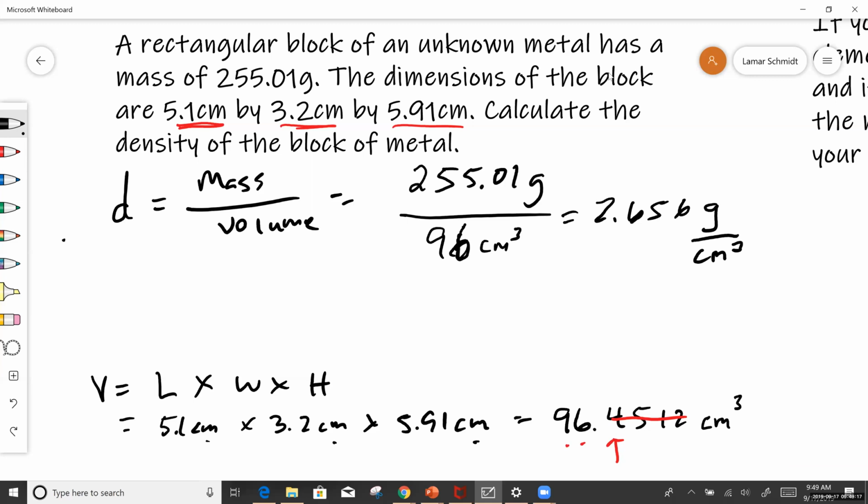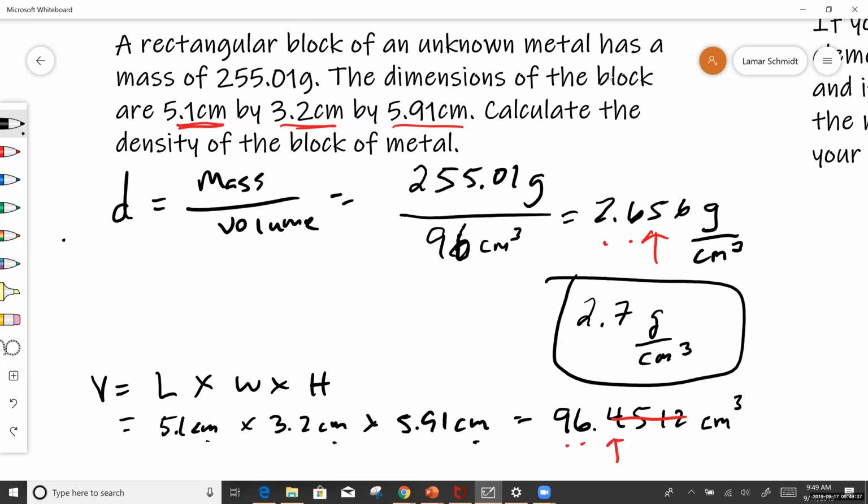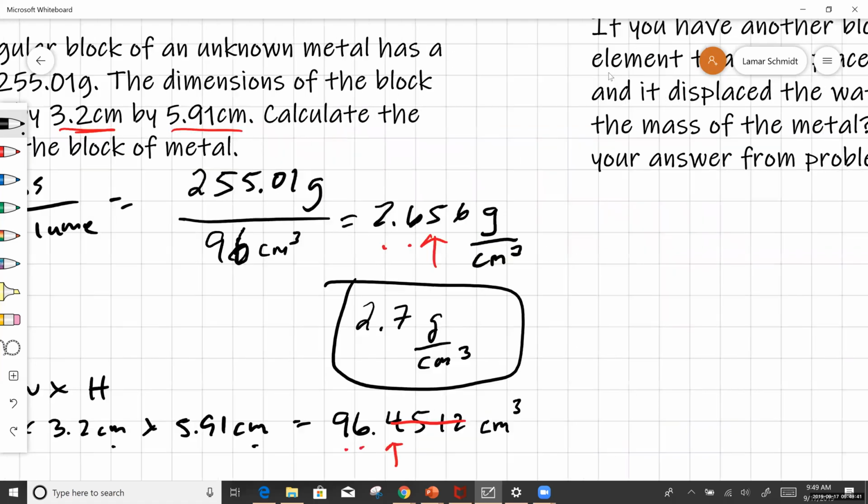So now I look at the 5. What am I doing with that? Rounding up the 6, so it becomes what? 2.7 grams per cubic centimeter. And there you go. That's our answer there. So we need to know that answer to do problem number 2.